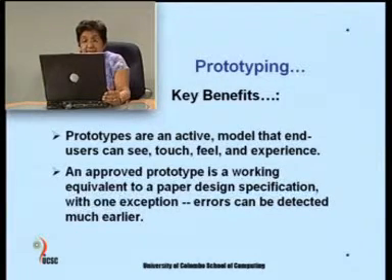So, an approved prototype is a working equivalent to a paper design specification, with one exception: errors can be detected much earlier, because the prototype is an actual working model. If there are any errors or anything like that, they can be detected much earlier than if you were working with a paper design.